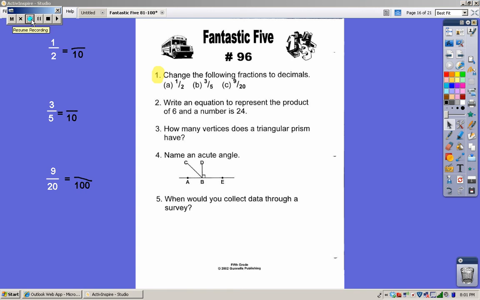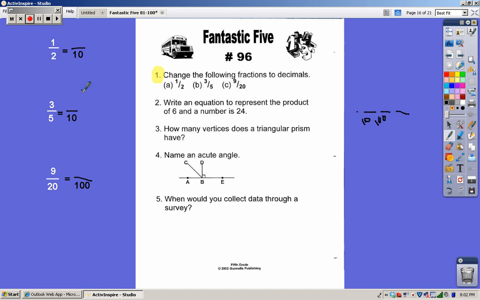Okay, I sped up a little bit just to get these equations set up here. I'm just saying that 1/2 is equal to how many tenths, because we know that our decimals are always written in tenths, 100ths, or 1,000ths. This is your tenths place and your 100ths place, and so on, your 1,000ths place.